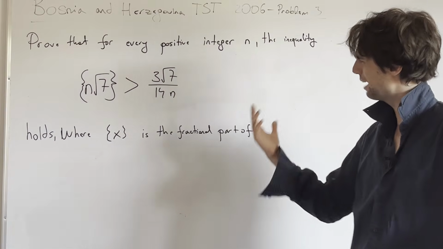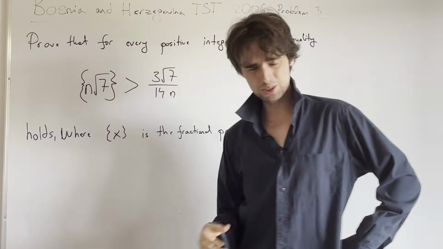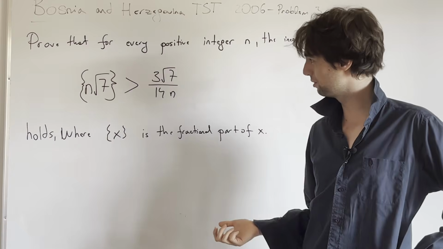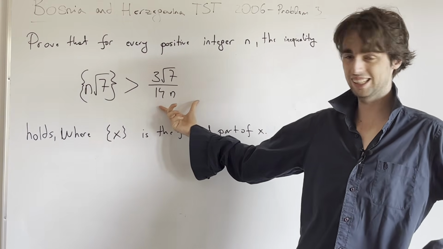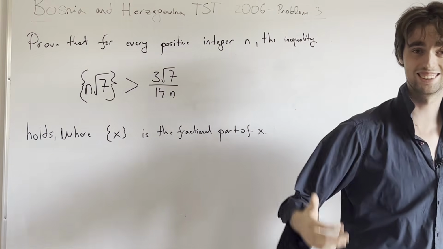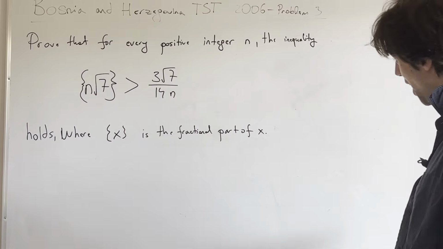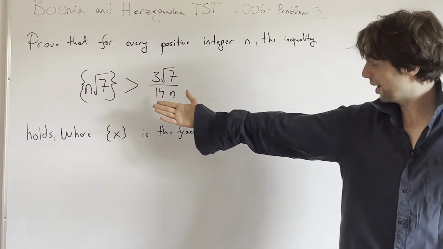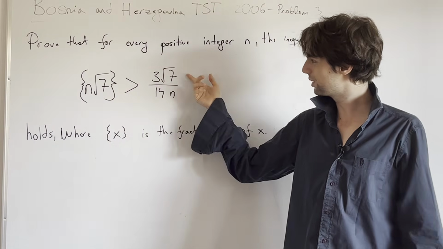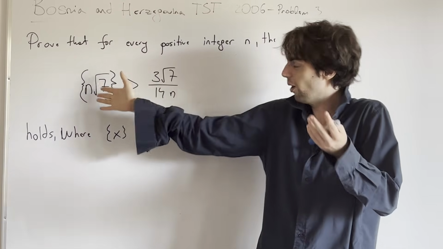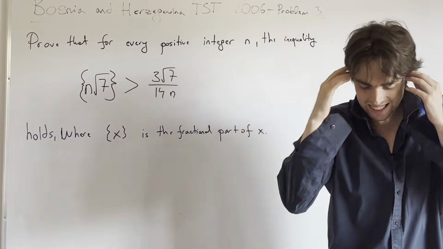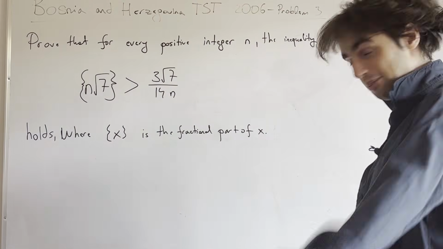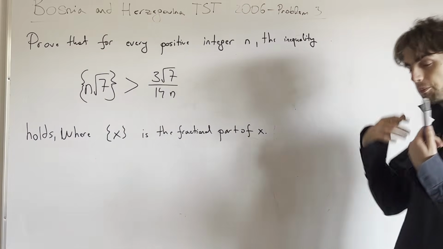Like, what is happening? The n times the square root of 7 of the fractional part of n? I need to prove this is bigger than this for every single n? I mean, come on. How is this connected to what? I don't know what this is about. What's happening? And I hope that you pause.